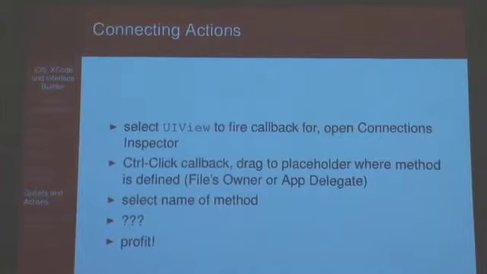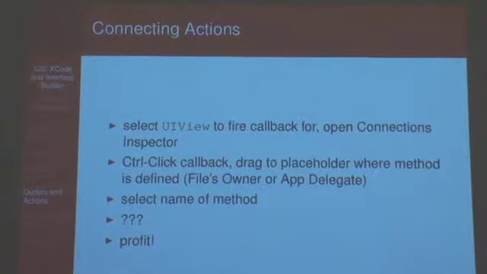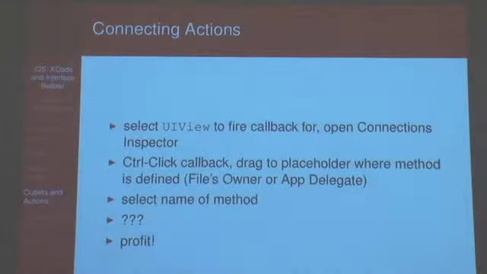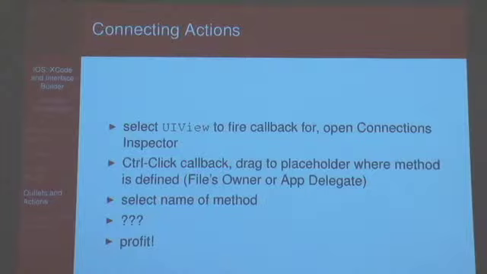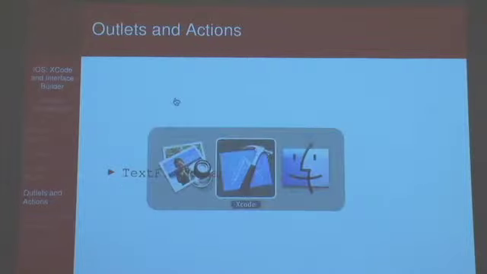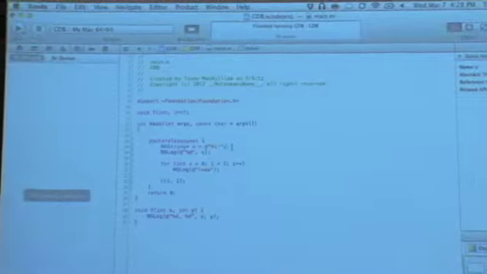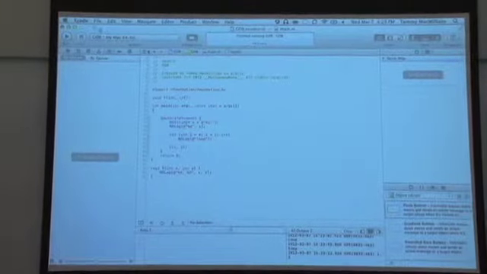So the connection process is basically the same, but instead of going from file's owner to the view, you're going to go from the view to the file's owner. And then when you let go of the mouse, you're going to see a list of all the possible actions you can connect it to. So let's do that. Let's just make a really simple app. And definitely, if you have Xcode installed, feel free to follow along.